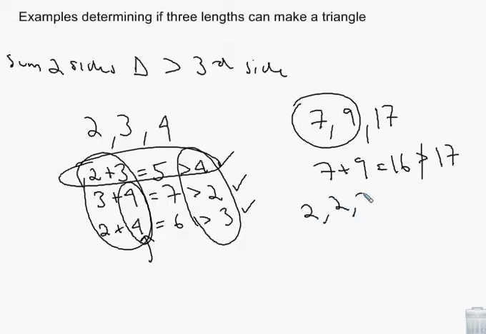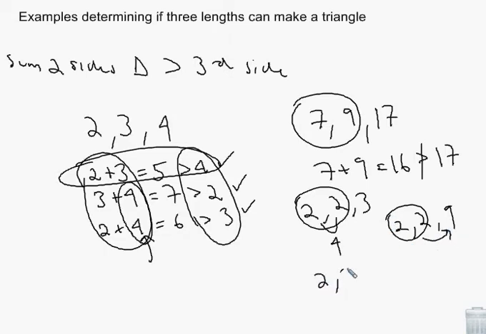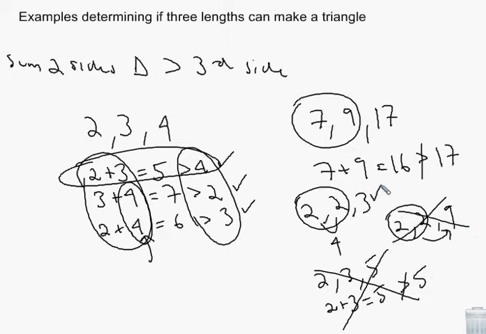2, 2, and 3. That works because 2 plus 2 is bigger than 3, right? Those make 4. Okay. How about 2, 2, and 9? Right? That doesn't work because 4 is not bigger than 9. How about 2, 3, and 5? Okay, this one's kind of tricky because 2 plus 3 equals 5, right? Is that bigger than 5? Answer is no. Therefore, this does not work, right? So these ones don't work. This one does. These ones don't. This one does. Okay, as a recap. Okay, so there's a few examples.